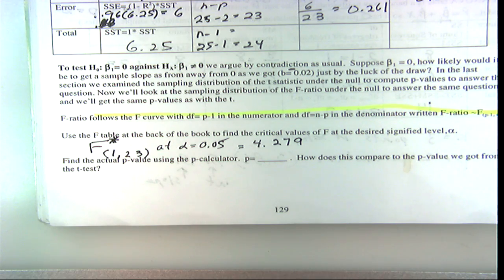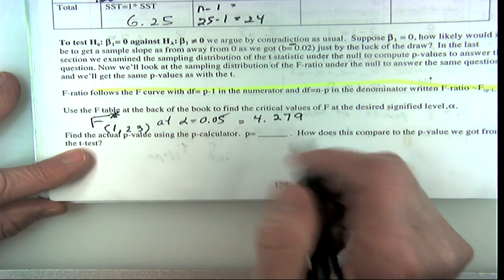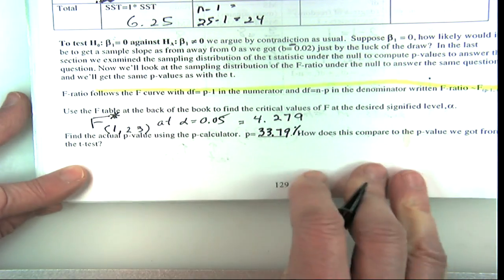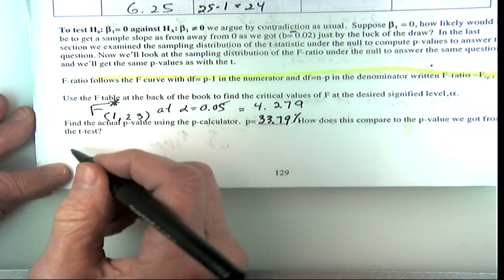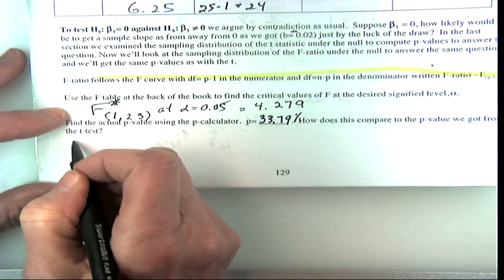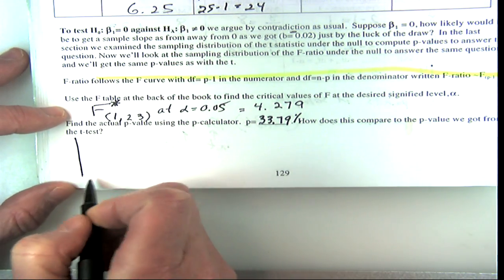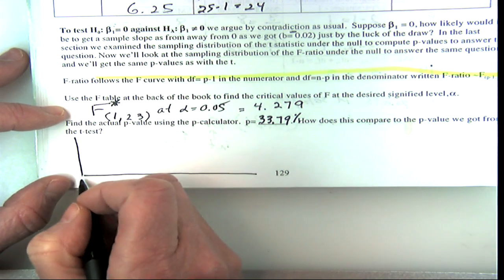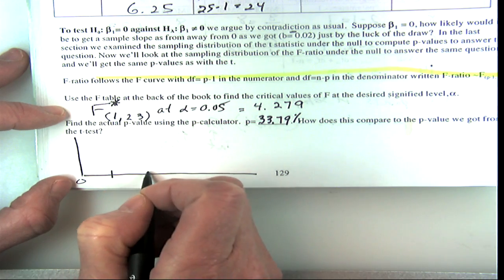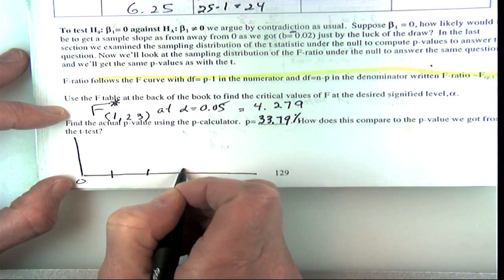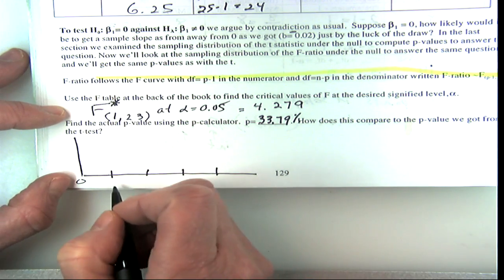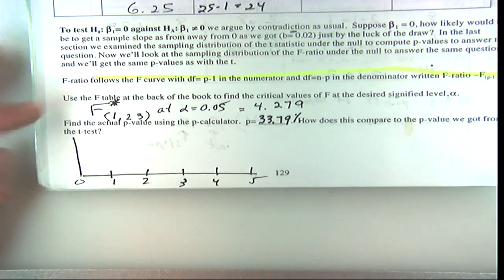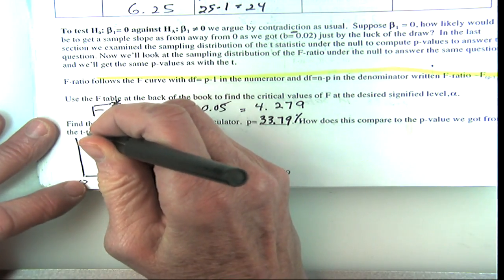All right, so let's go back to our document camera and write some of that down. We found the actual p-value was 33.79%. And let's just draw a picture because you're not used to these. It's all positive. So this is our F curve. This is just a sketch of it. The mean is centered at 1, 2, 3, 4, 5. It goes way up here, like this.